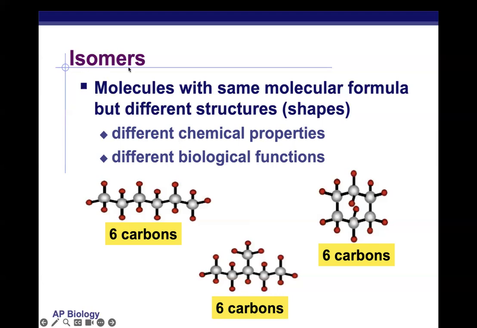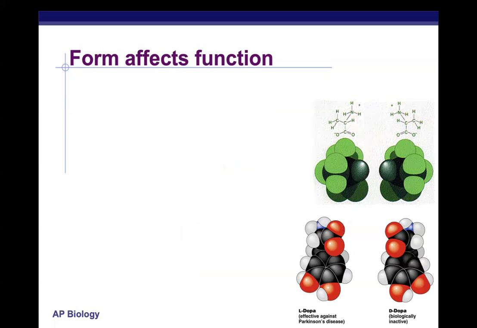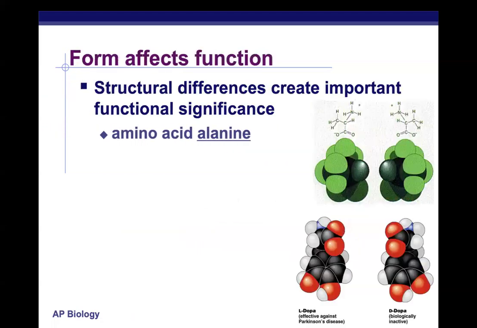They're different shapes. And even though they have the same formula, since they're different isomers, they can have different chemical properties and they can have different biological functions. So just seeing something's chemical formula, C6H14, for example, does not mean that they're the same thing. Structural differences create important functional significance. So things that are different shapes, like these different isomers, will have different functions because it's based on their structures.